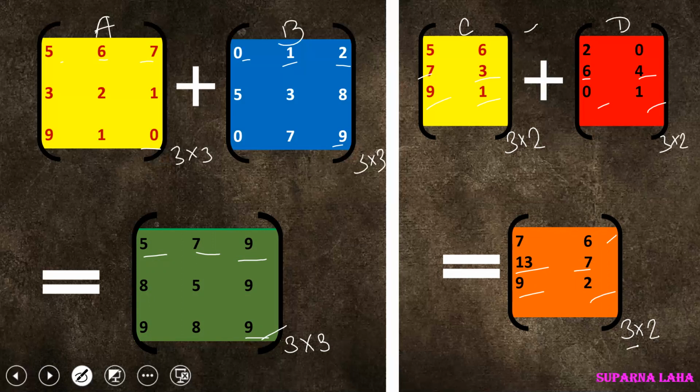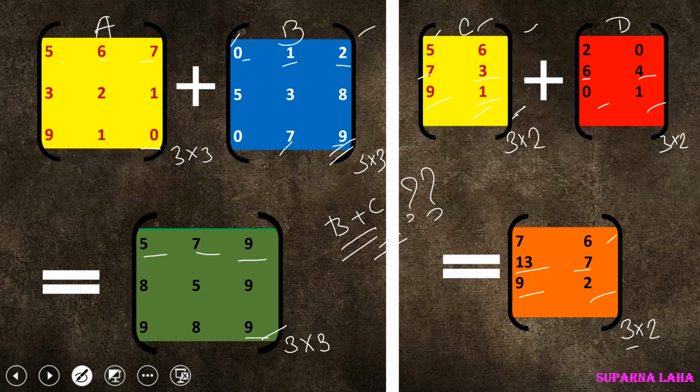Now my question is, can we add these two matrices B and C? B plus C, can we add them? For addition, you just need to add their corresponding elements. For B and C, the first and second columns are there, no problem. But for the third column of B, is there any third column in C? So you can't add them.